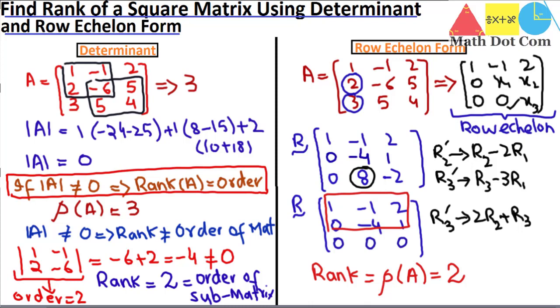So this is how you can find the rank of a square matrix by using determinant and row echelon form. In the next lecture we will see how you can find the rank of a rectangular matrix using the row echelon form, because we cannot use the determinant method to find it.